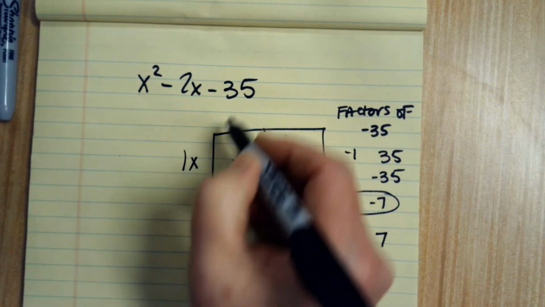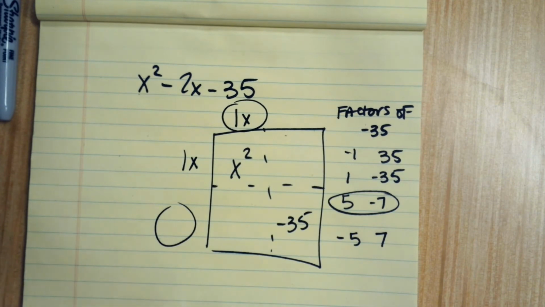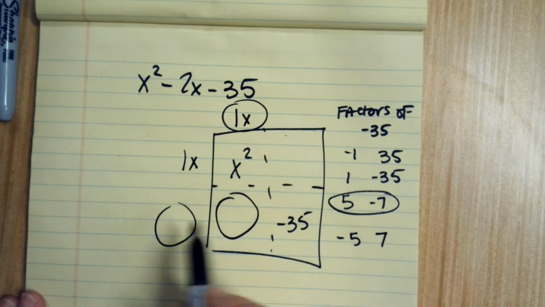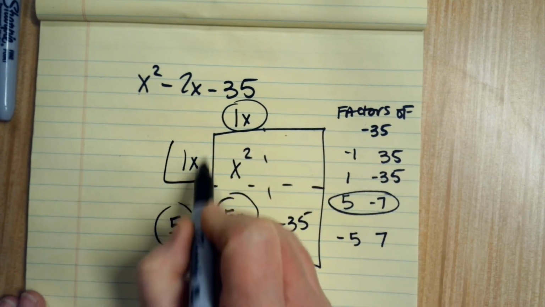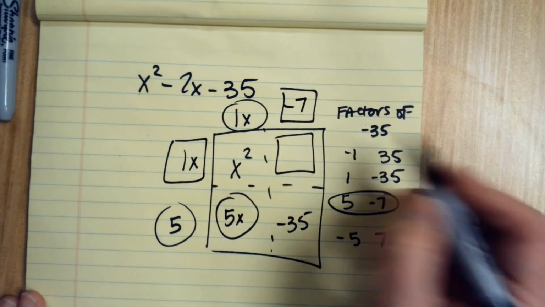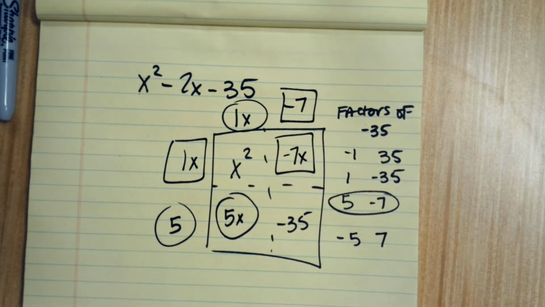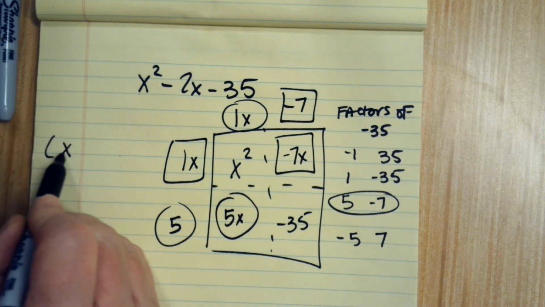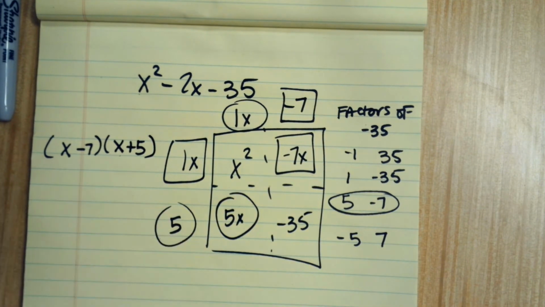So this is 1x and this is 1x. And we know that these two are going to multiply together and give me the area here. So I'm going to put the 5 here. This will be 5x. And this multiplies here, so I'll put the negative 7 there. So I'm going to get negative 7x. And together that's going to make negative 2x. So this factors into x minus 7 times x plus 5.